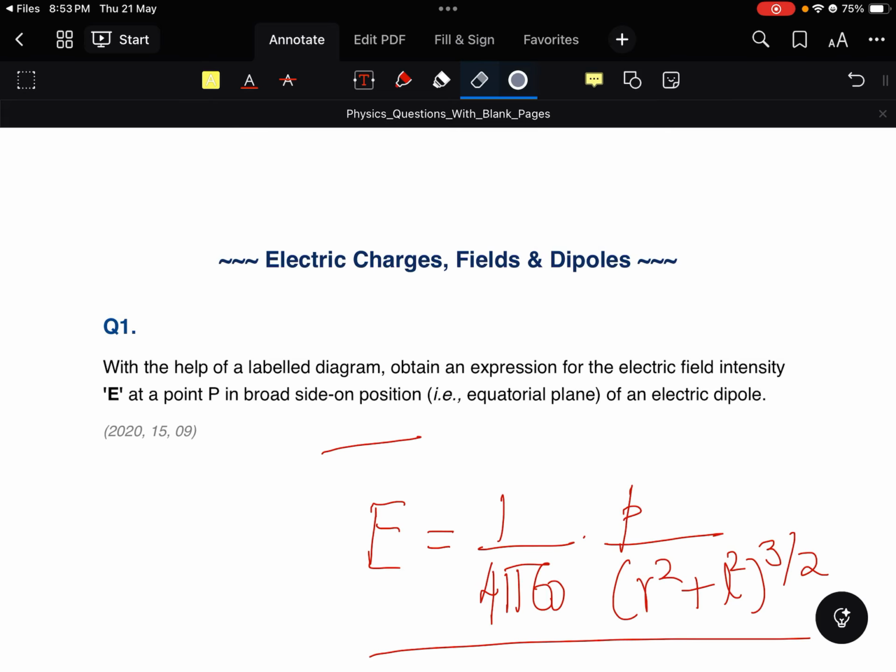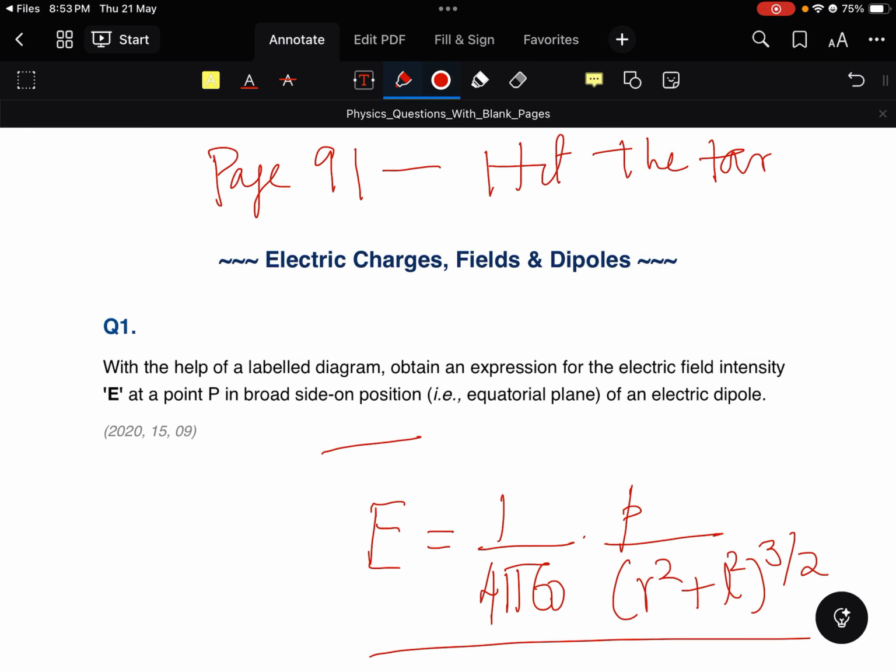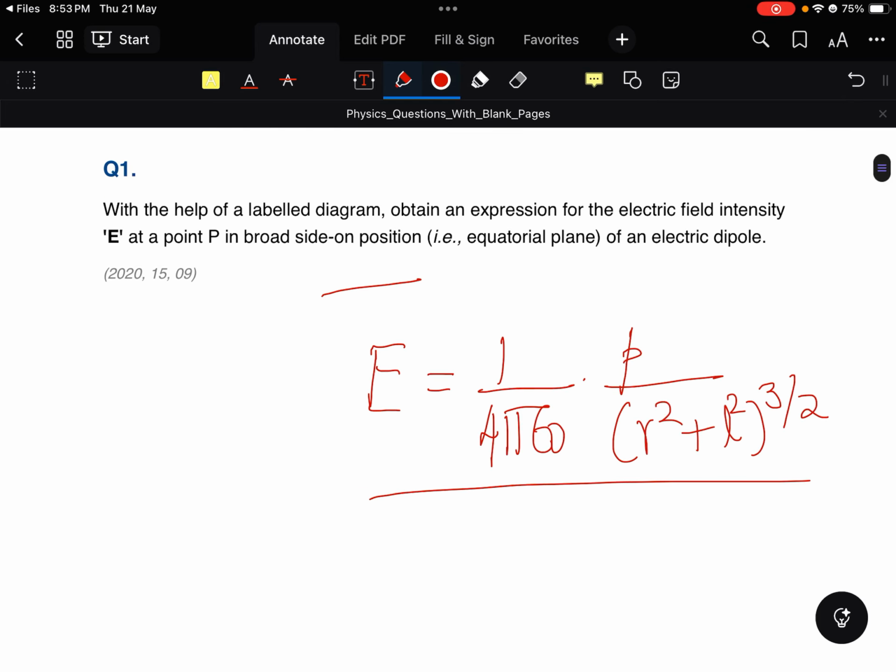So today in this lecture I am going to do the numericals of electric charges and fields given under Hit the Target. You see here on page number 91. Page 91, Hit the Target from your book. So see here, I will just explain and try to solve the numericals. You see question number 1, you can open your book and see from the book also.